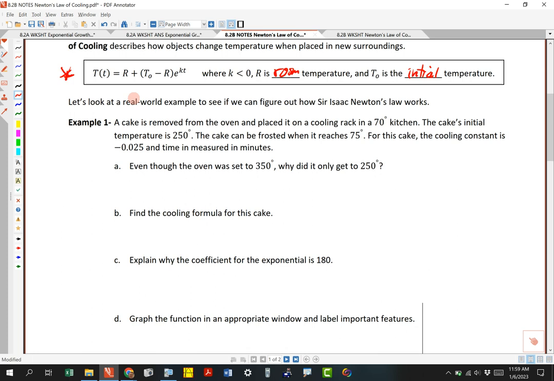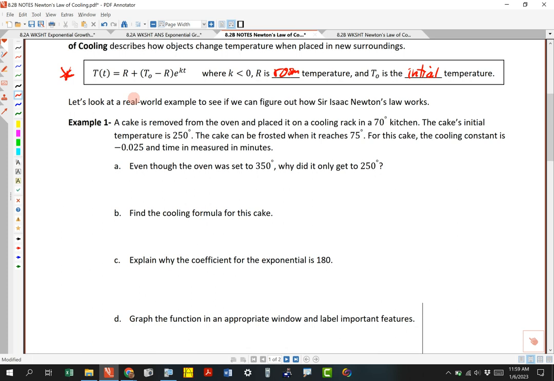So on this one, it says a cake is removed from the oven and placed on a cooling rack in a 70-degree kitchen. The cake's initial temperature is 250 degrees. The cake can be frosted when it reaches 75 degrees. For this cake, the cooling constant is negative 0.025. So again, that cooling constant is going to be negative here. And finding that can be complicated. You'll learn how to do that in a couple classes from now. It takes a logarithm most of the time.